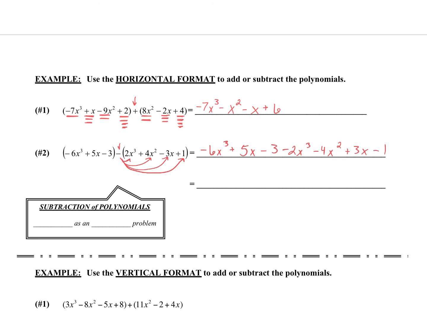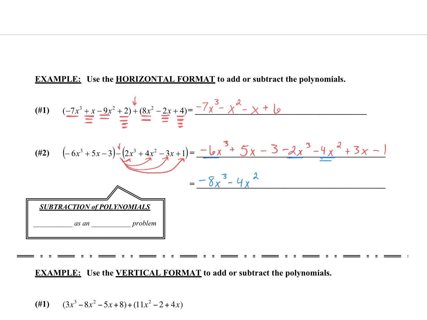So basically I just rewrote it and I flipped each of the signs in my second set of parentheses, so I don't need to worry about those anymore. And from here we can do the same thing we did in the first example. So I'm going to identify my highest exponents first. So I have a negative 6x cubed and a negative 2x cubed. So negative 6x cubed minus 2x cubed is going to be negative 8x cubed. Then I want to identify my x squareds. All right, and negative 4x squared is the only one I have, so I'm going to have negative 4x squared.